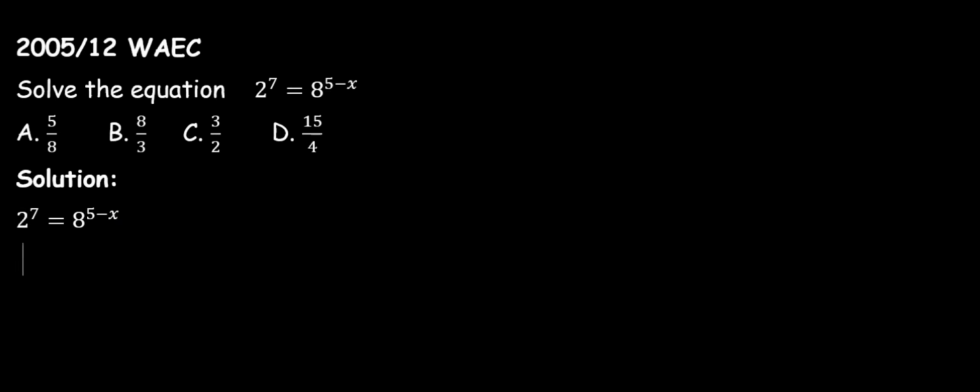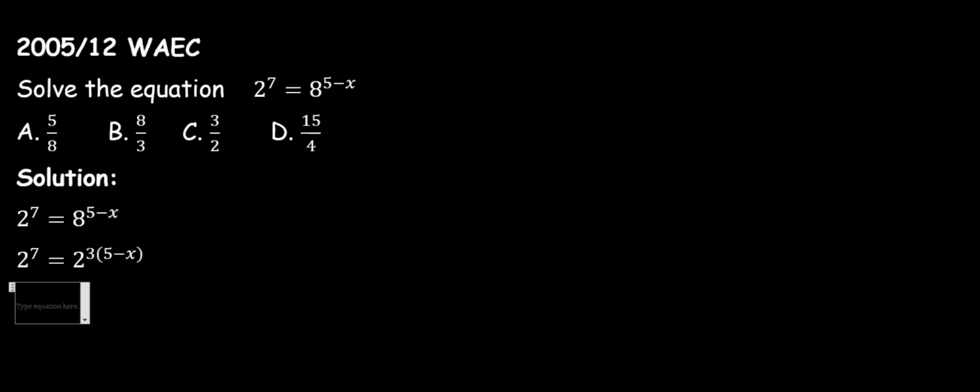That will give us 2 raised to the power 7 equals 2 raised to the power 3. 8 is 2 raised to the power 3. Then we introduce a bracket to guide the power 5 minus x that was there before. Since they are in the same base, we equate powers. We have achieved the same base in the left hand side and the right hand side. So we can equate the power.